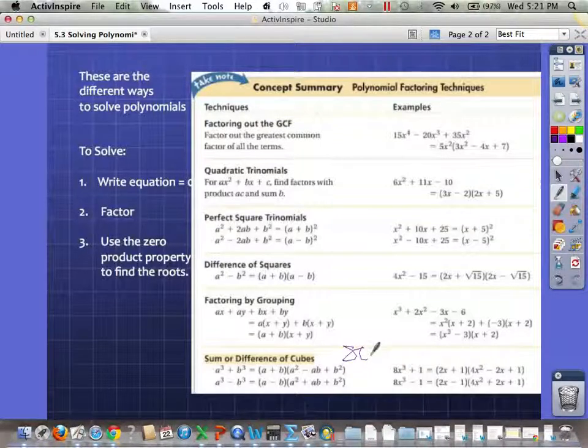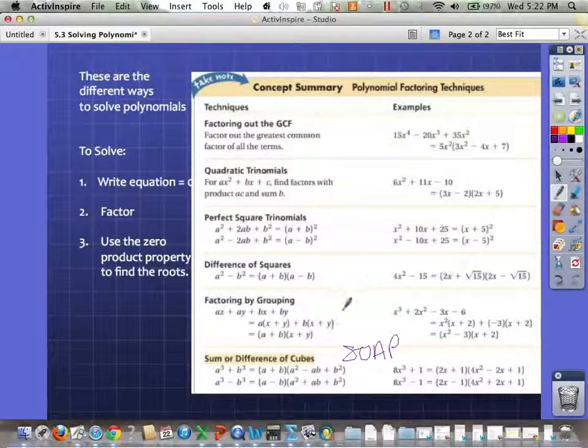So for your signs: same sign, opposite sign, always positive, okay? You take the cube root of the first term, you take the cube root of the second term, the same sign, and then you square the first term, you square the back term, and multiply the 2 in the middle together. We'll have to practice on those, because they're very, very easy to use when they give you sum or difference of cubes, okay? These are the different ways you can do it.